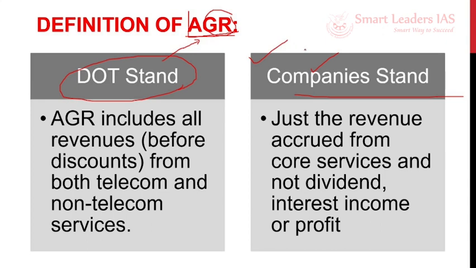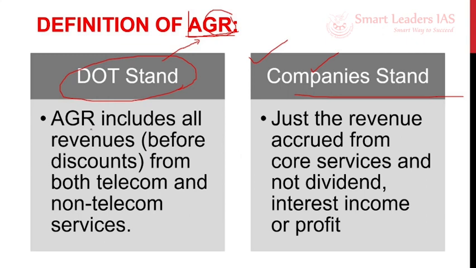Make a distinction between core revenue and non-core revenue. Core revenue is that coming only from this usage of spectrum. So only upon that, charge some rate. Don't charge the percentage on all revenues.